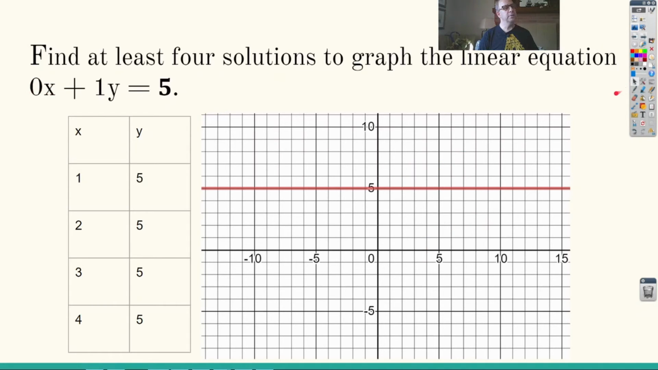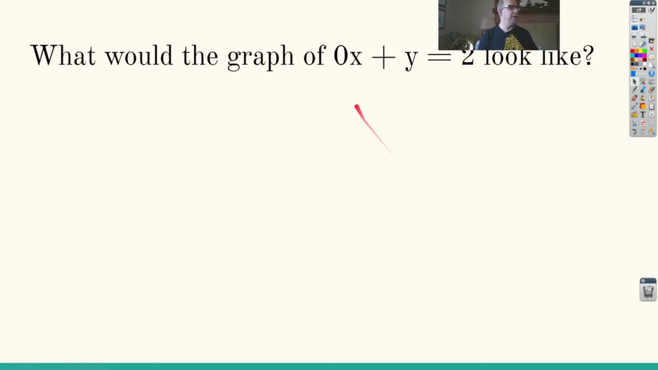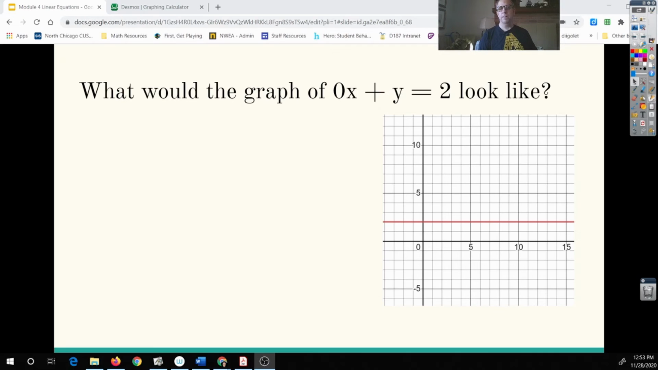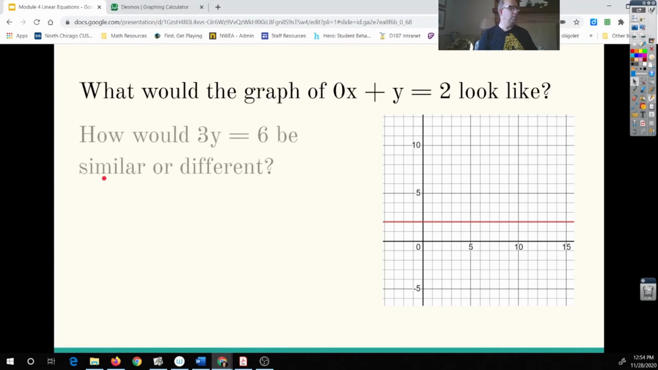Let's put one more spot on there. 0x plus y equals 2. What would that look like? So y equals 2 would be a horizontal line at 2.